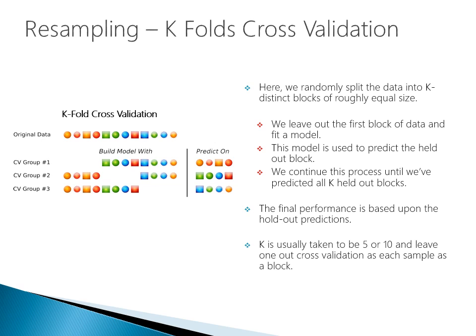Usually, the value of k is something between 5 and 10, and we leave out one cross-validation sample as a block. So if you're going to do a k-fold cross-validation, generally use between 5 and 10.